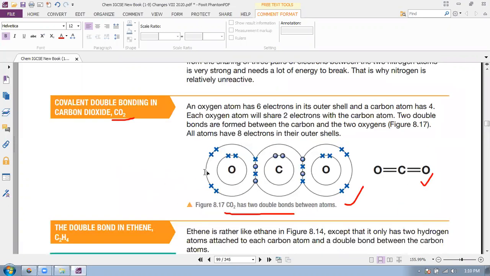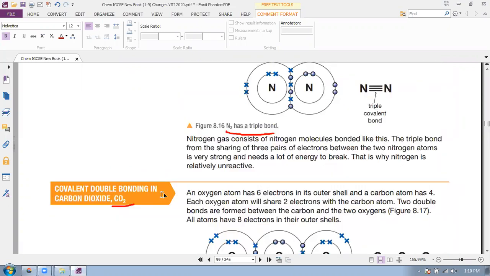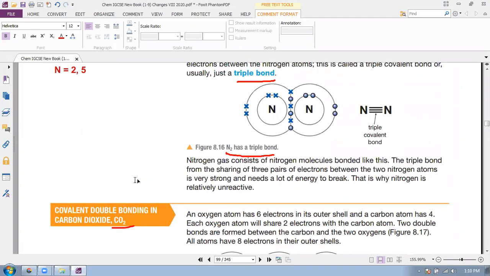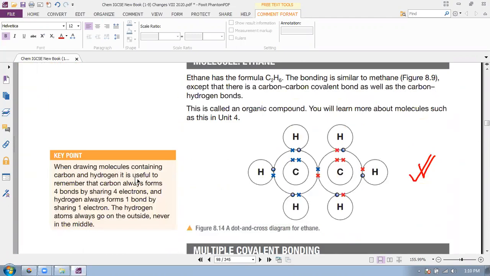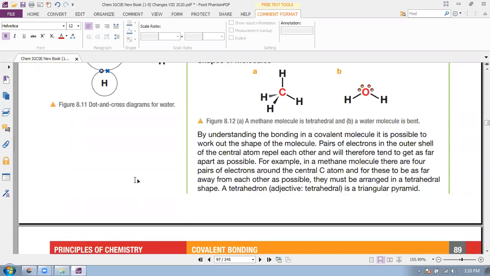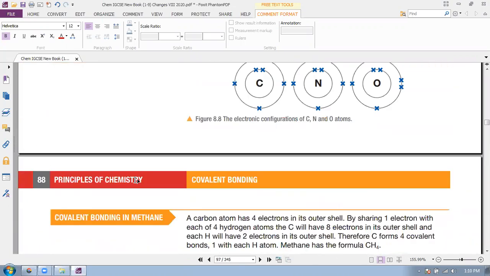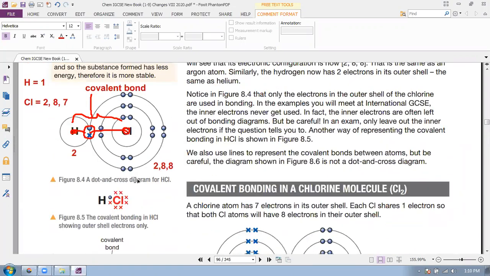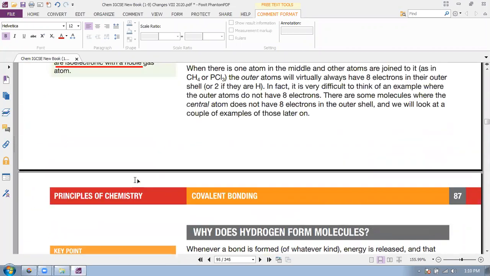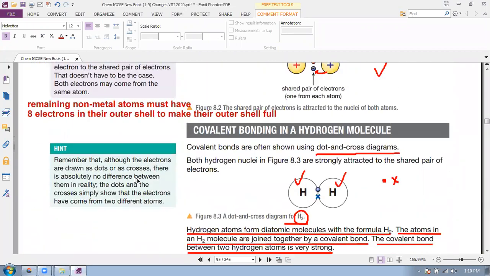Look at this. Here carbon is the central atom. All right. So if you practice all these, you will be efficient to draw them. The dot and cross diagrams are very important.